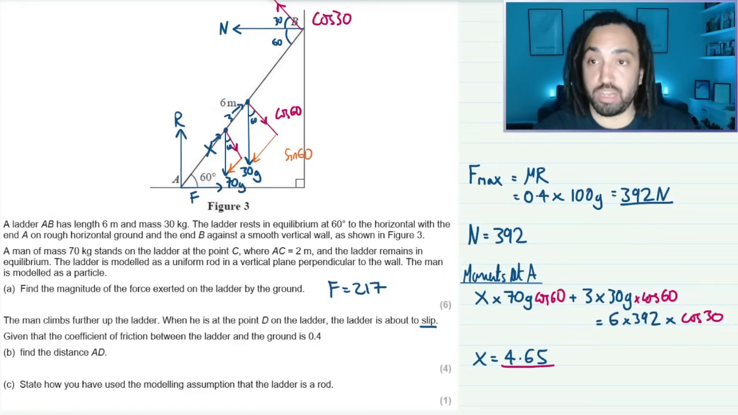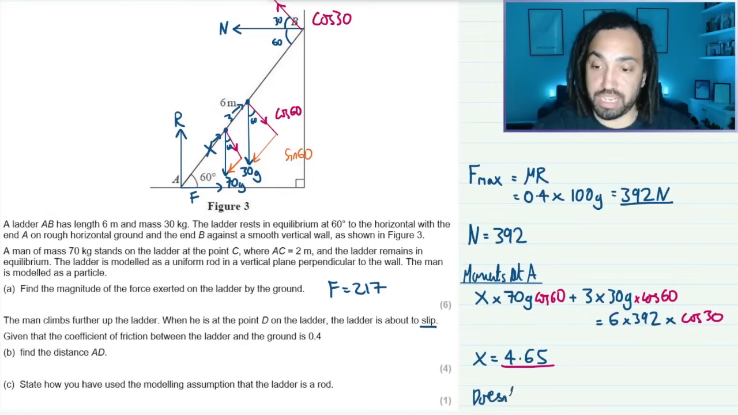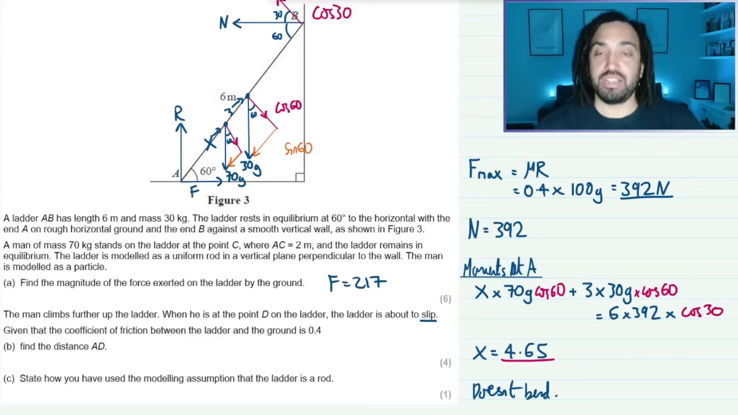Okay, so the last one, state how you have used the modelling assumption that the ladder is a rod. We can say that it doesn't bend. That's the assumption that we've made. We could also say that the weight acts at a single point.